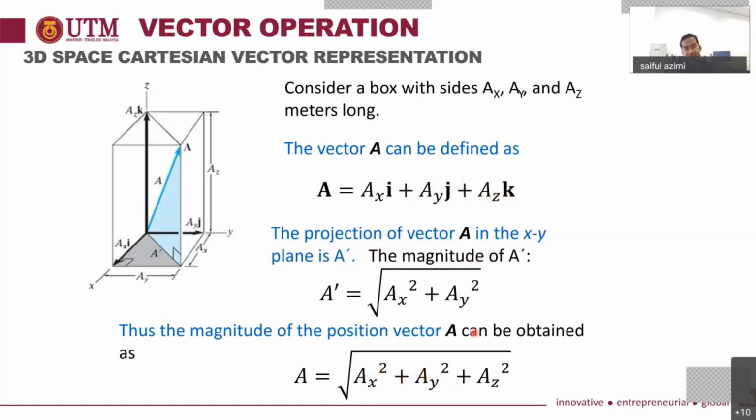Okay, it's like you are upgrading your 2D space Cartesian vector a little bit. But it is somehow a little different because this time it has 3 axes. Previously, it only had 2 axes.